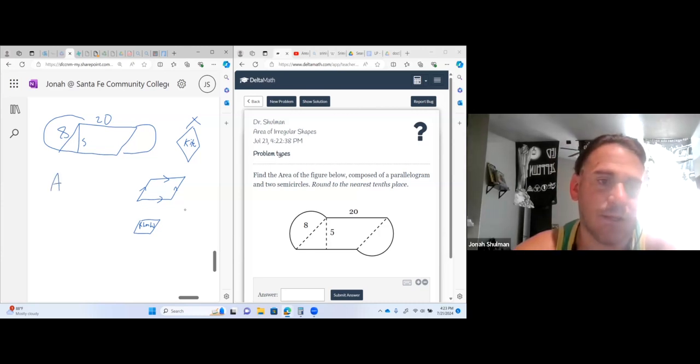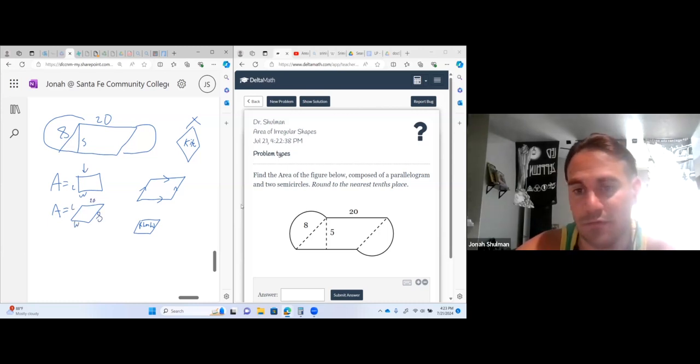All right, so area of a rectangle is length times width. So area of a parallelogram, because it's just like somebody sat on it, it's still length times width. So ours is going to be 20 times 8. So we don't need the 5. We do not need this 5. So we have 160.